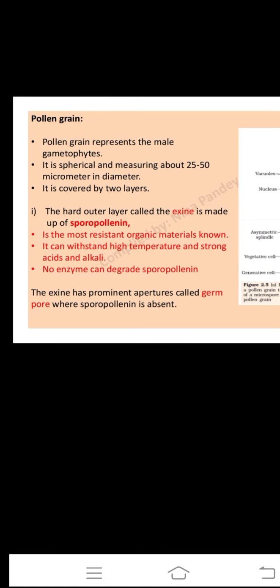The hard outer layer called exine is made up of sporopollenin. What is sporopollenin? Sporopollenin is the most resistant organic material known till now. It is made up of a basic amino acid, okay, arginine.